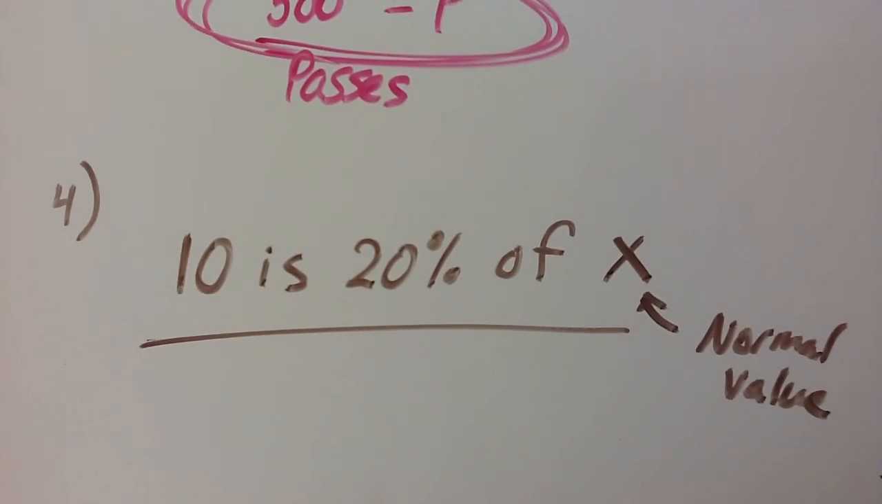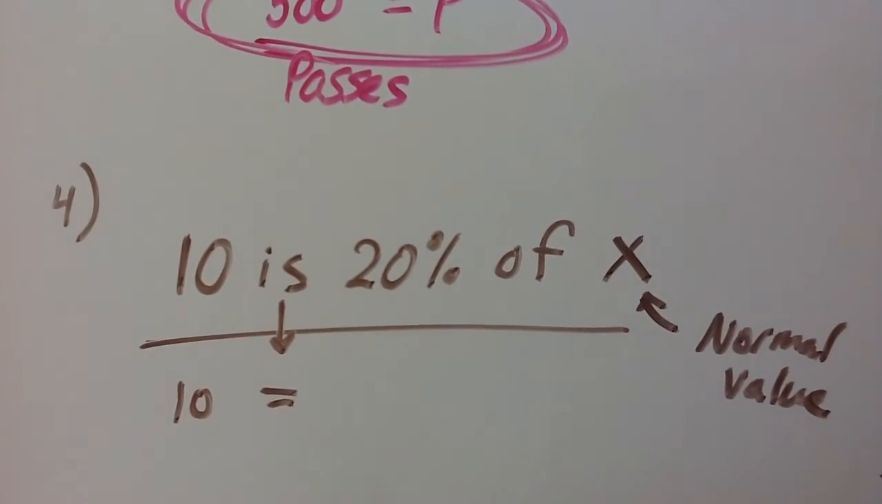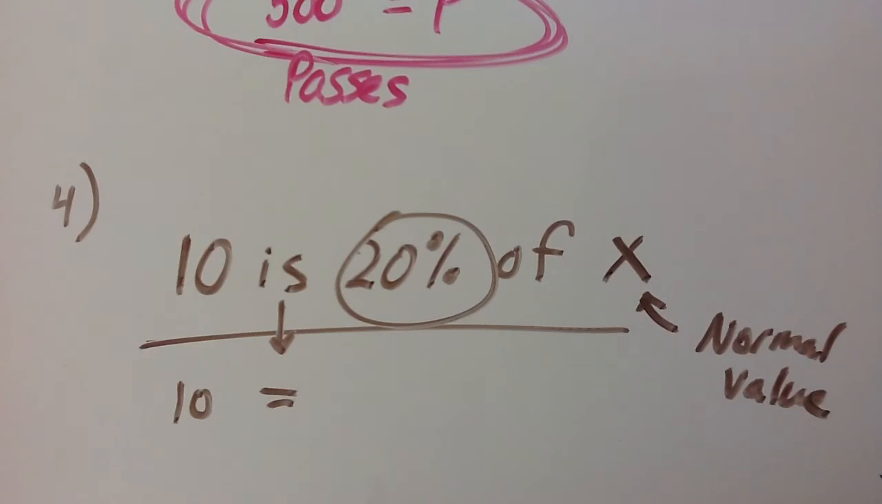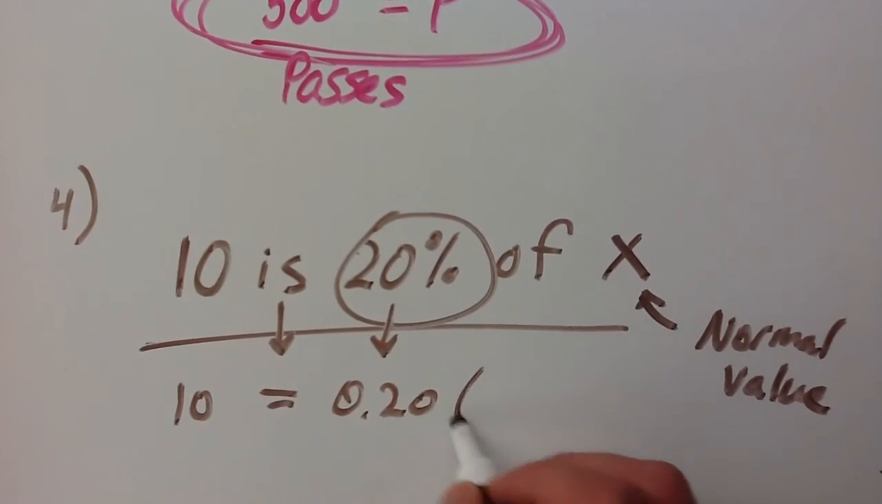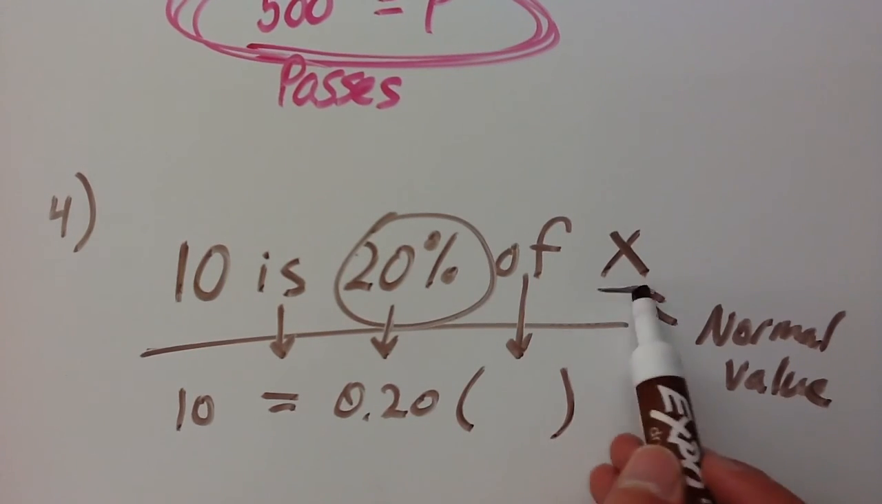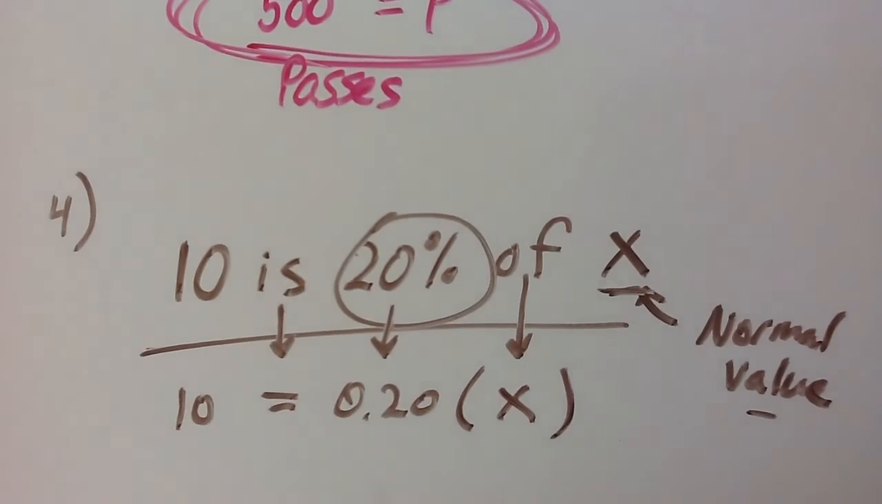Now we can write a mathematical equation. I have 10, is means equals in math, so there's my equal sign. Here's my percentage. I'm going to rewrite that as a decimal by dividing by 100, so 0.20. Of means times in math. That's why I'm writing the parentheses to show multiplication. I'm going to multiply 20% times some unknown number. And this unknown number, again, is going to be the normal value for the heart rate. Okay, so here's my mathematical equation: 10 equals 0.20 times x.